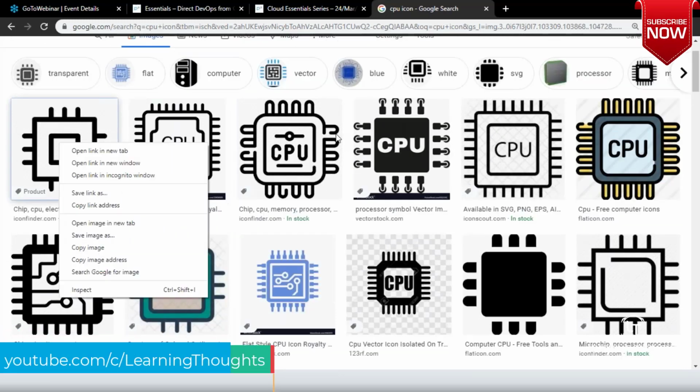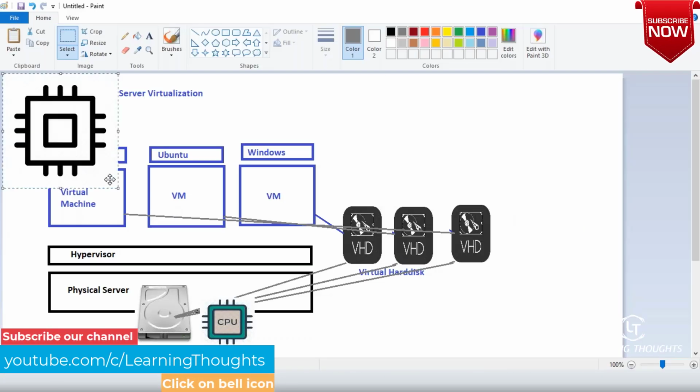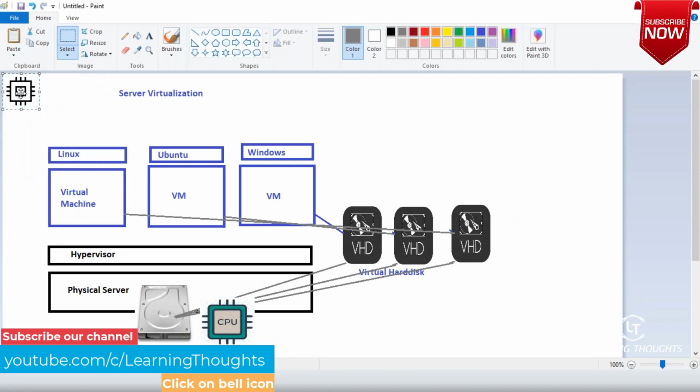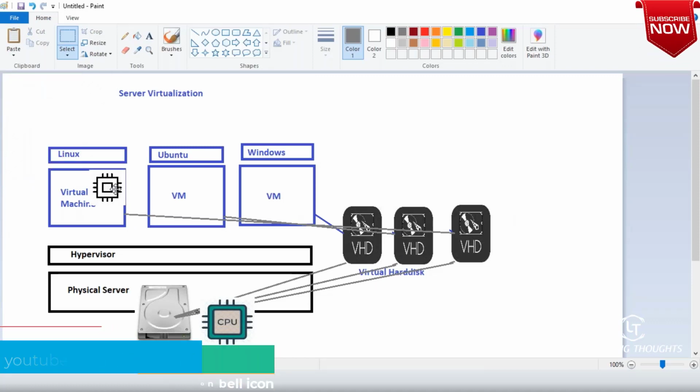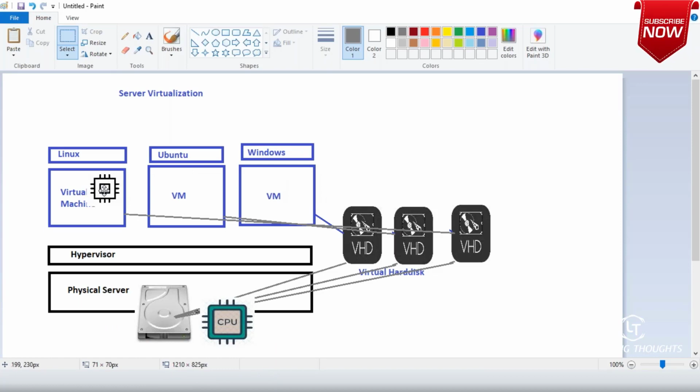Right? Your virtual machines also will have CPUs. But understand one thing, I'll draw the CPUs within here. And these CPUs, much like your hard disk, whenever you run anything, they rely on the physical server's CPU. But each machine will have its own boundary. They will be allocated some amount of CPU.